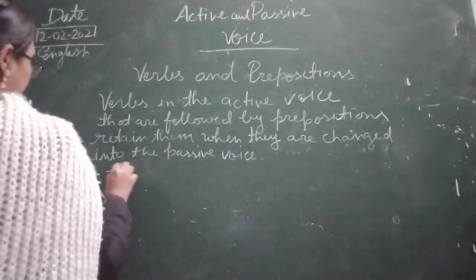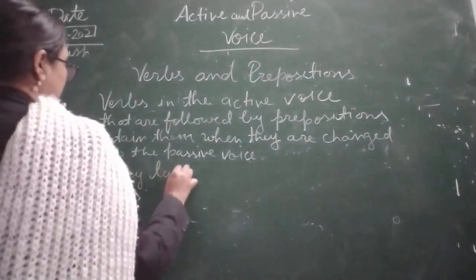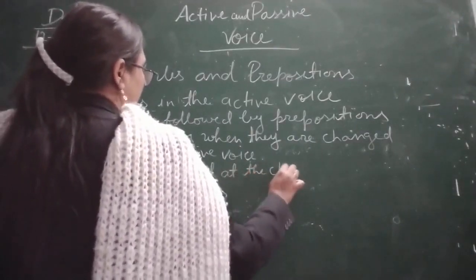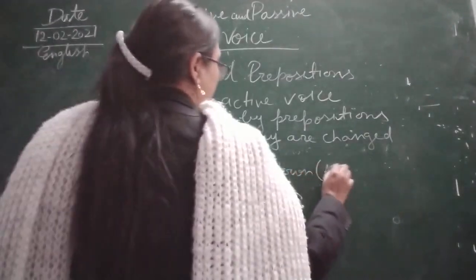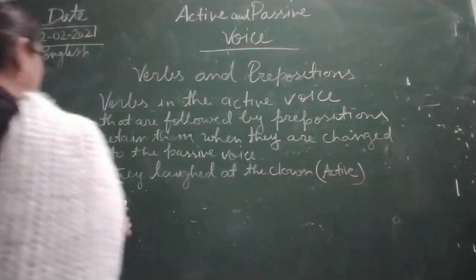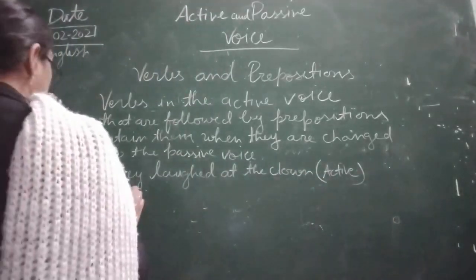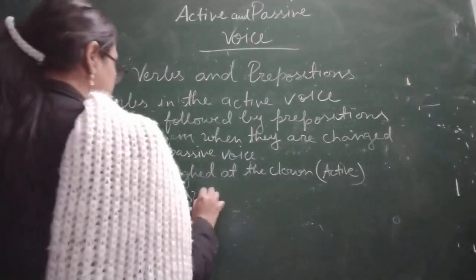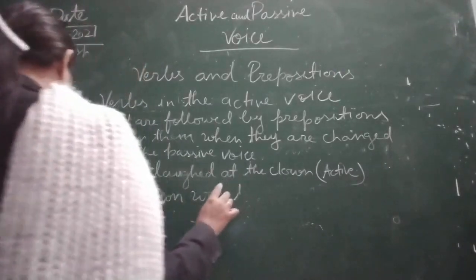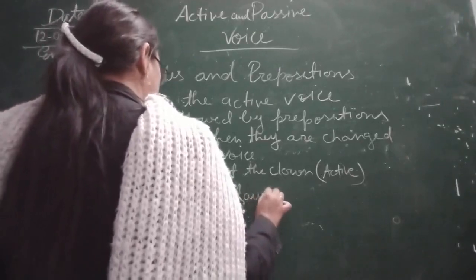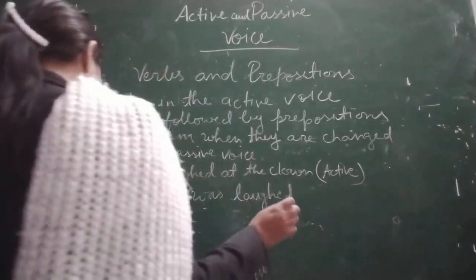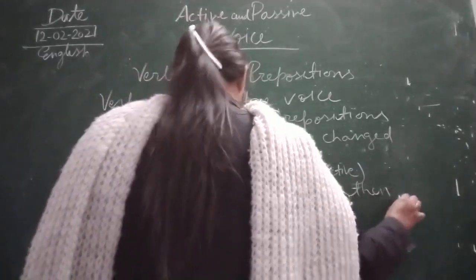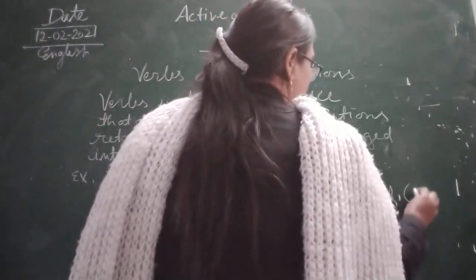Now for this I will give you one example. They laughed at the clown, children. So this is active voice. Now here I am making this passive. The clown was laughed at by them. This is passive voice.